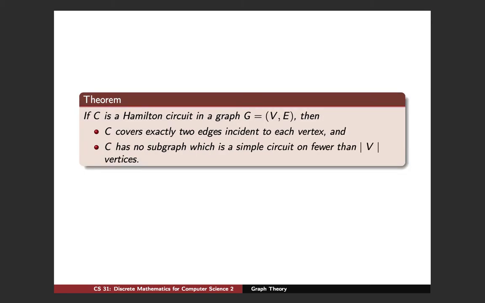Just like in Eulerian graphs, we are interested in finding out what criteria can we use to determine whether a graph is Hamiltonian or not. So first, we profile the property of a Hamilton circuit, and we have the following theorem. If C is a Hamilton circuit in the graph G, then C covers exactly 2 edges incident to each vertex, and C has no subgraph, which is a simple circuit on fewer than the number of vertices.